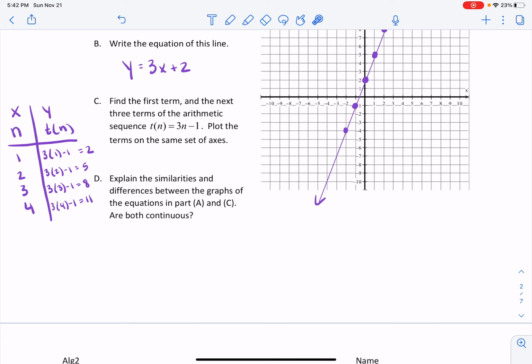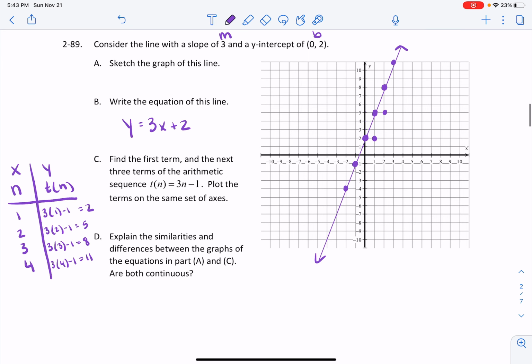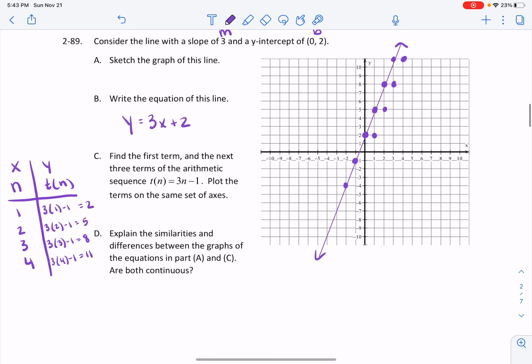So these are actually our points. We've got (1, 2), (2, 5), (3, 8), and (4, 11). So we can plot those. But remember what makes this different, because we're looking at a sequence. We're going to talk about that in part D, but it's not continuous. So we're just going to plot the points. We've got (1, 2), (2, 5), and then we've got (3, 8), and (4, 11), which would be right here. Okay, so I'm not going to connect those because, again, it's a sequence.